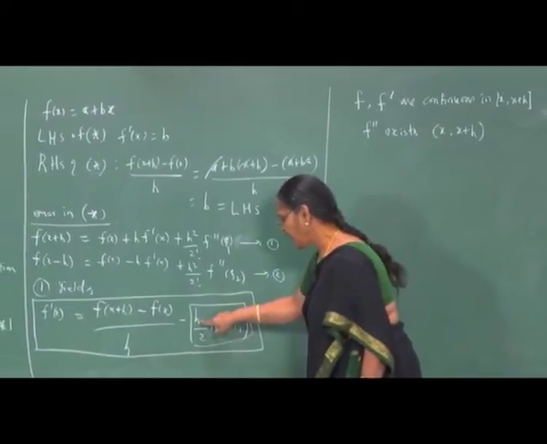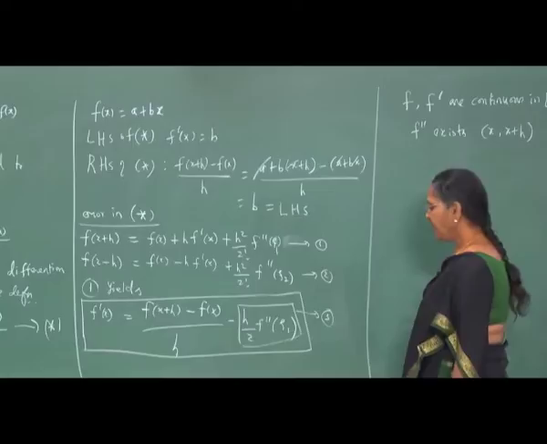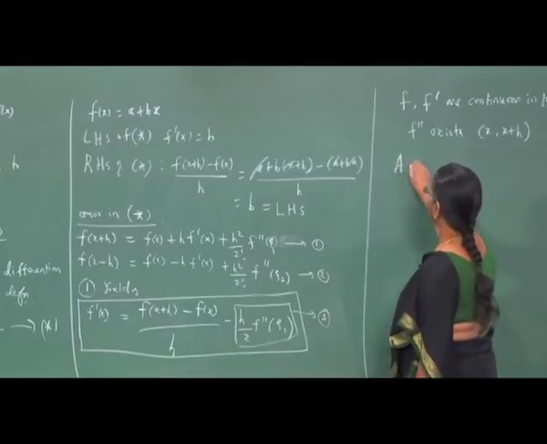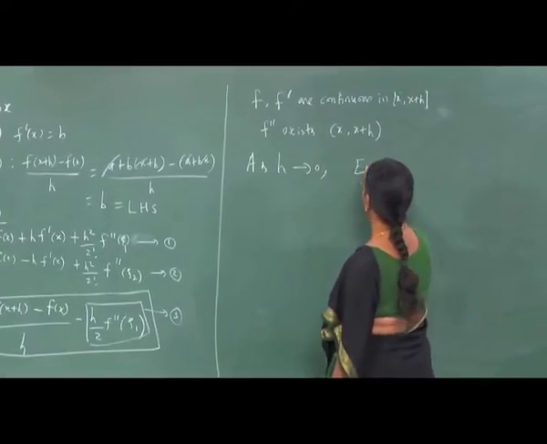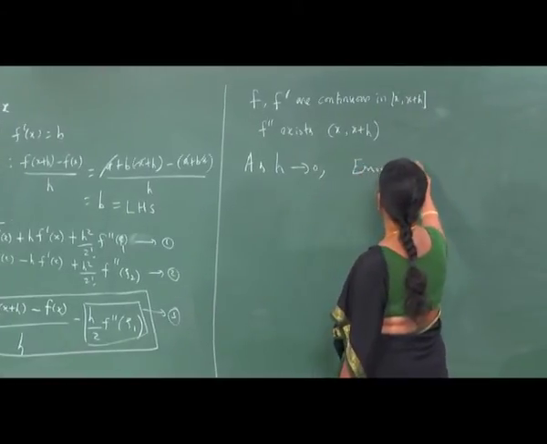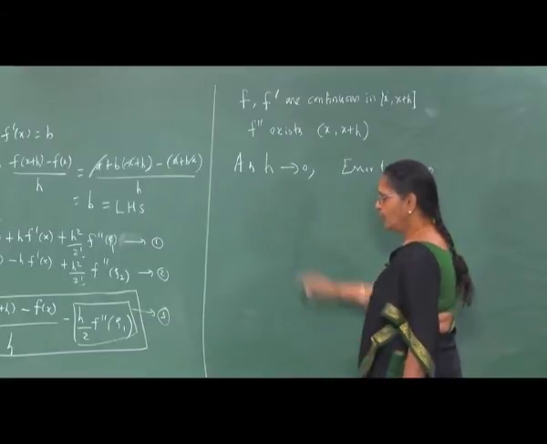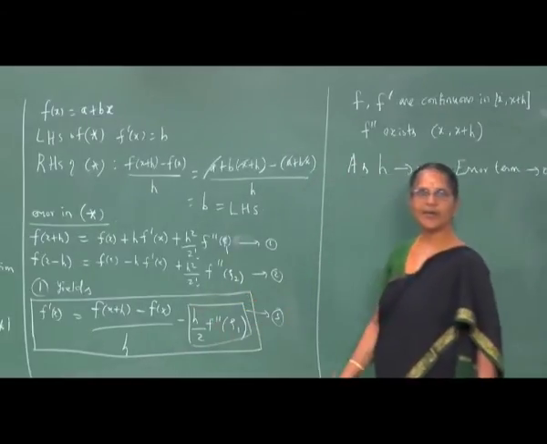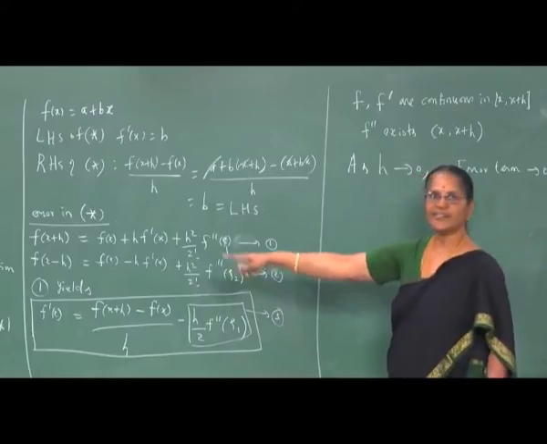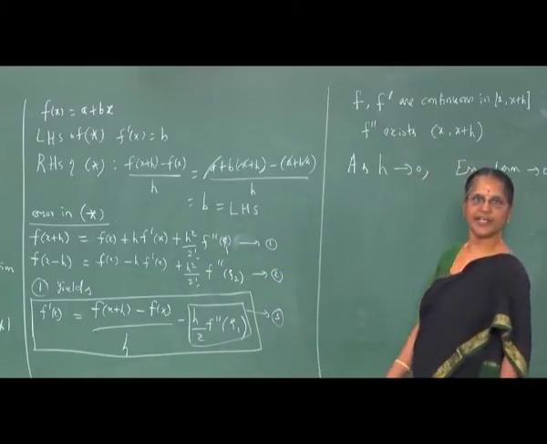Then what about this factor h? That tells me that what happens as h goes to 0? As h goes to 0, the error term goes to 0. So, this gives me the order of accuracy of the formula that is used in the estimation.